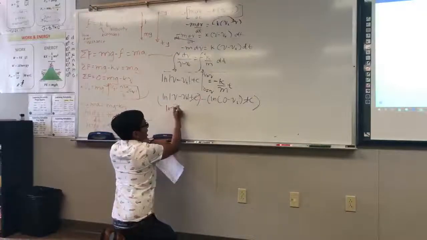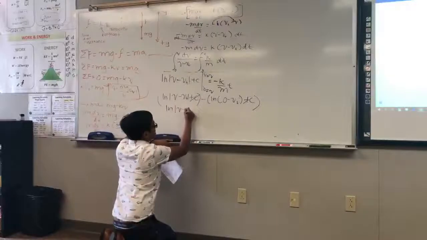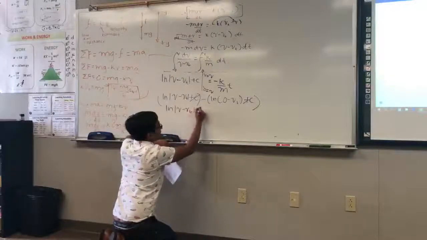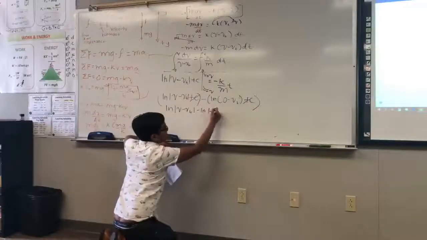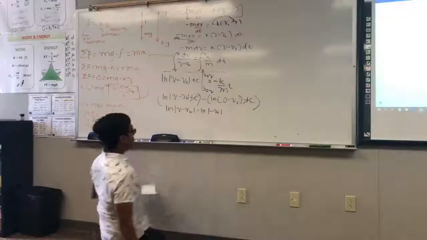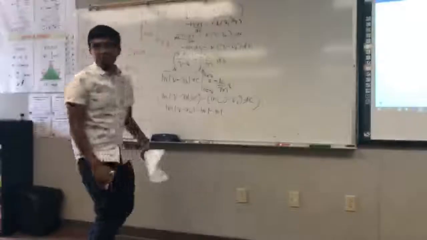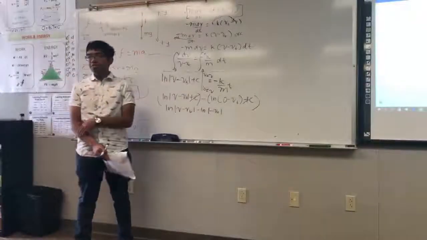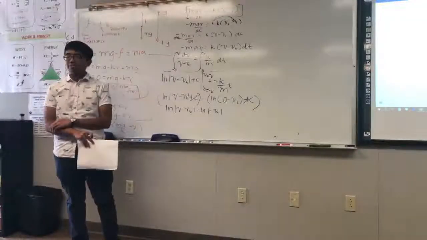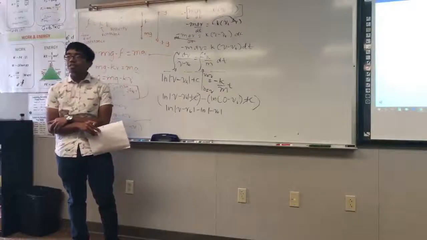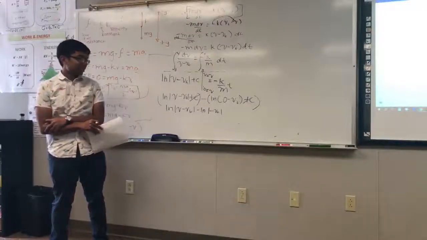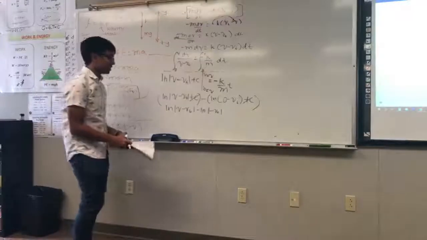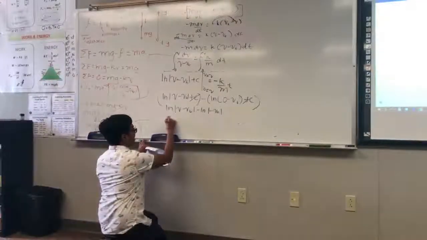We are left with Ln v minus vt, minus ln negative vt. So going back to your rules of logarithms, what do you think we can do to that one? You could divide your v minus vt over negative vt. Yes.